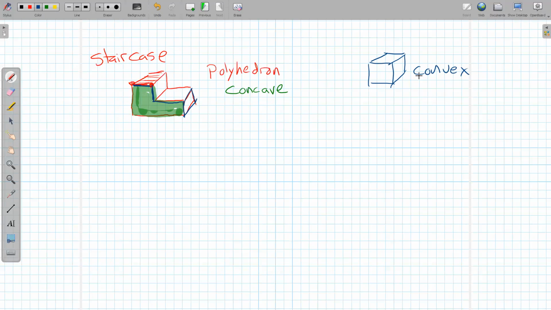A couple ways to get the idea of convex versus concave is this thing kind of caves in on itself here. So that's one way to think about it. The other way is if you try to connect two vertices that aren't already connected, like this one right here and that one right there, and the connection between them is not inside the shape, then it's concave. This is one of the technical ways to think about concave: there are diagonals that are external to the figure.